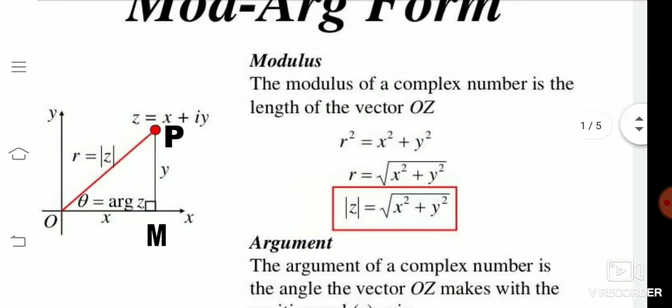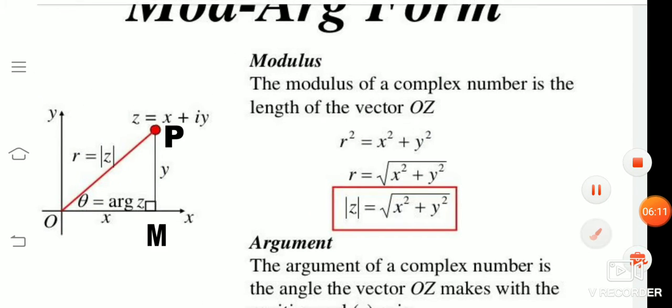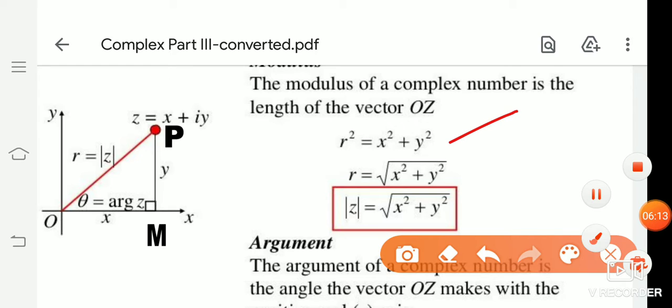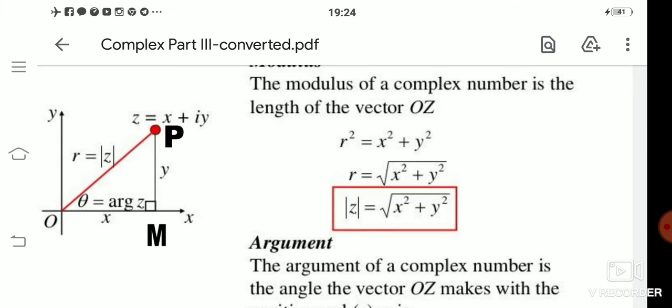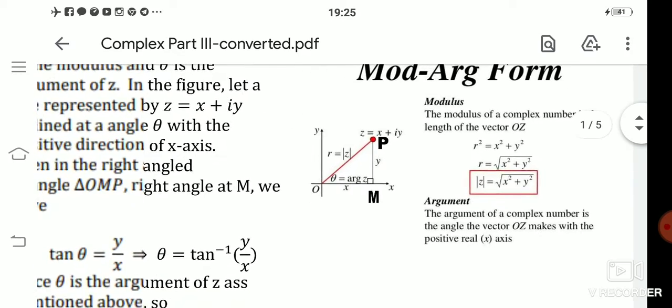From the above figure we can say, by Pythagoras theorem in right angle triangle OMP, that r square equals x square plus y square. Then r equals root over x square plus y square. But from the previous concept we know that r is the modulus of z. Then mod z equals root over x square plus y square. This is the basic definition of the modulus and argument of a complex number.